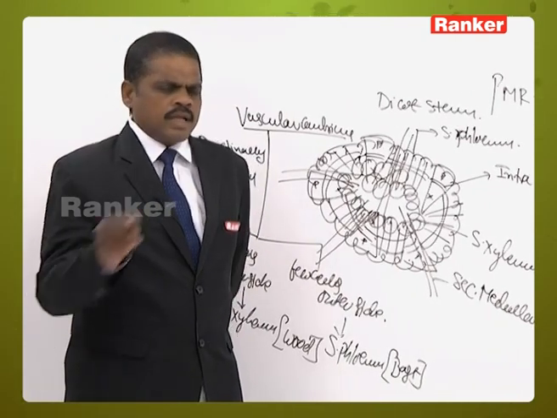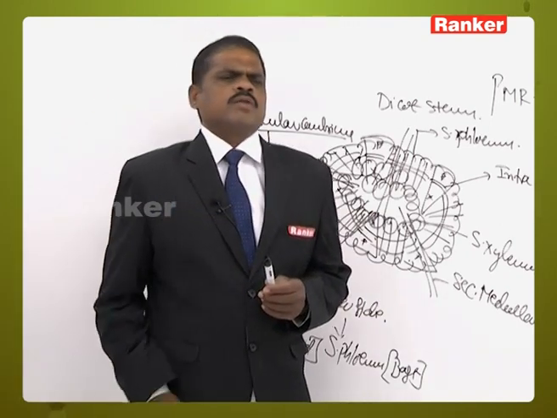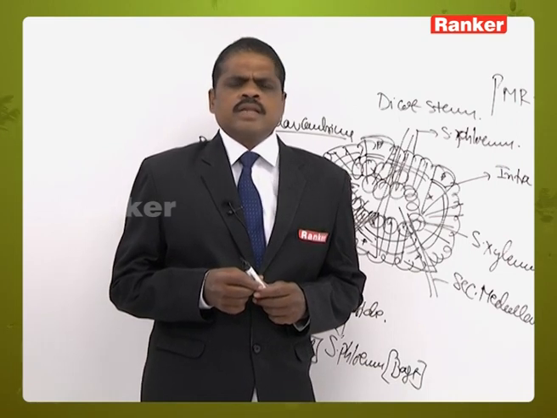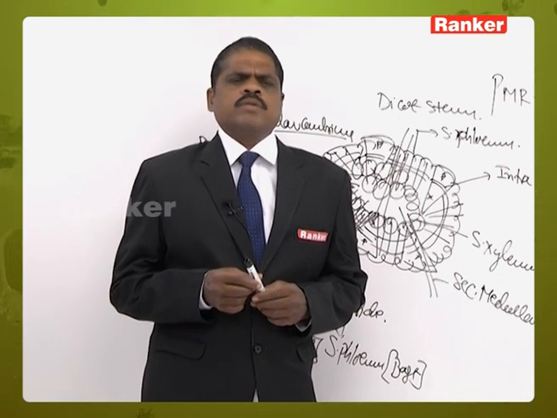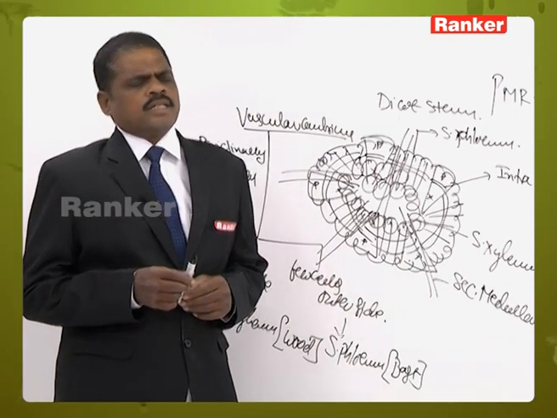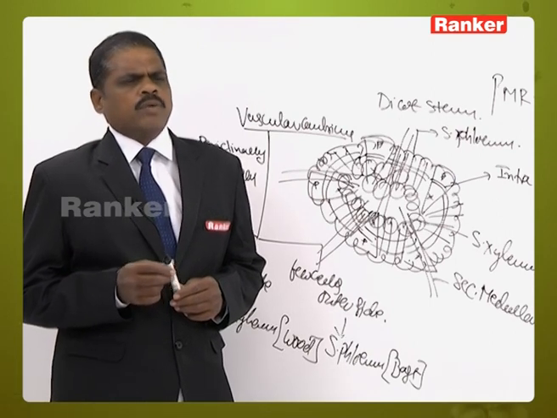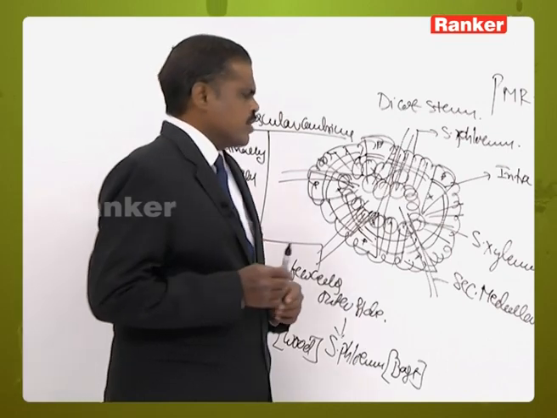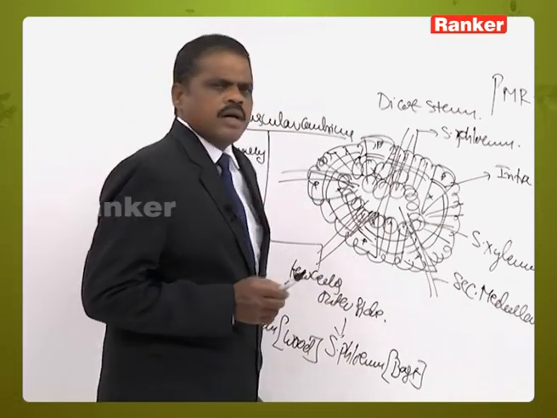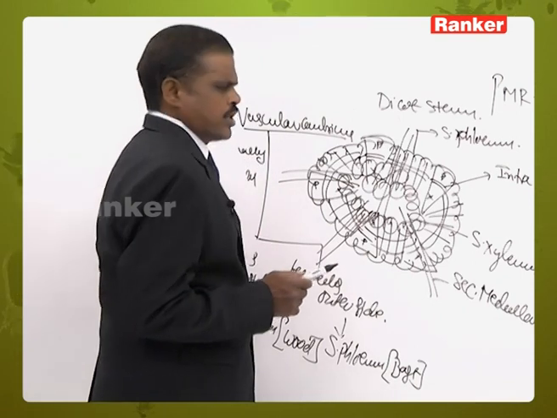Altogether, that ring which is formed by the fusion of intrafascicular cambium and interfascicular cambium is called as vascular cambium. That vascular cambium produces secondary xylem, that is wood, secondary phloem, that is bast, and secondary medullary rays. These secondary medullary rays are meant for lateral conduction in secondary body.